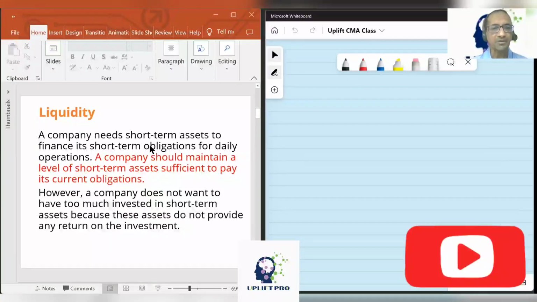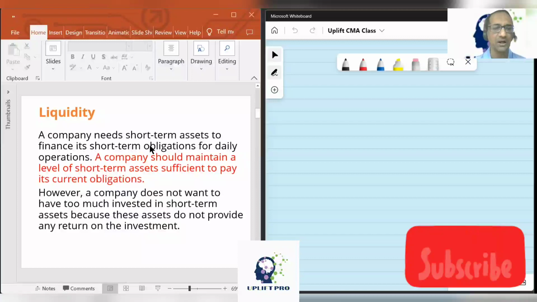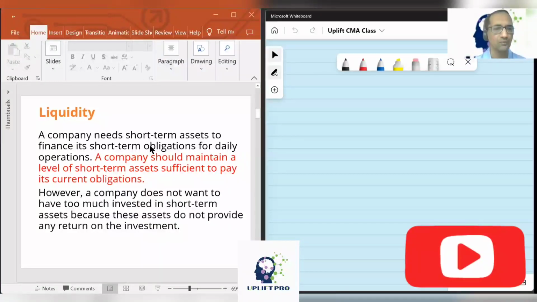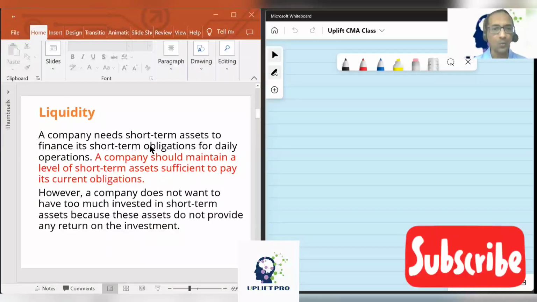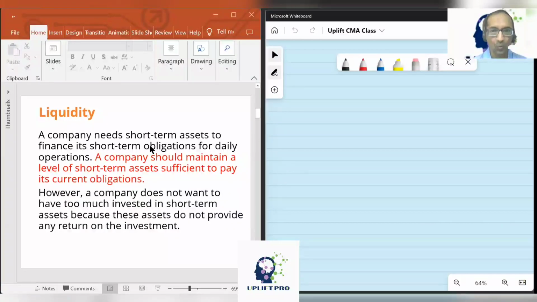However, a company does not want to have too much invested in short-term assets because these assets do not provide any return on investment. For example, if you block up your money in inventory, it becomes a dead investment until the inventory is sold. So you don't want to carry too much inventory. You don't want to hold too many finished goods, wherein your money gets blocked up and you're not able to utilize that money efficiently and effectively. So what is the best way? The best way is to measure your current ratio, which is how much of current assets you have to meet your current liabilities.